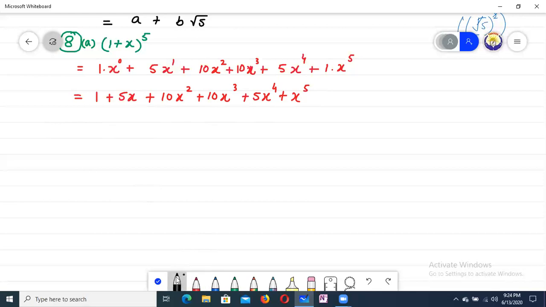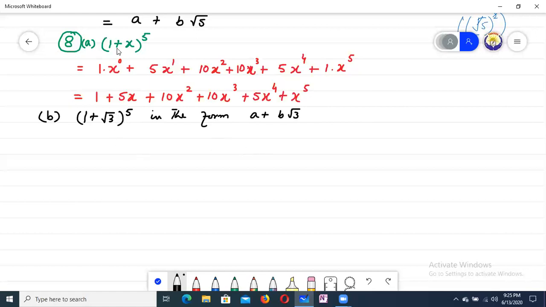Now in part B, use your answer to part A to express 1 plus square root of 3 raised to the power 5 in the form a plus b square root of 3. In this form we have to write.